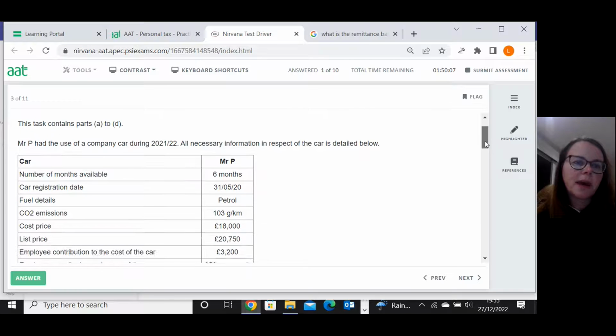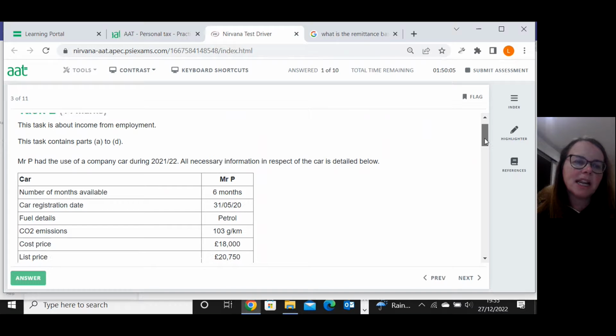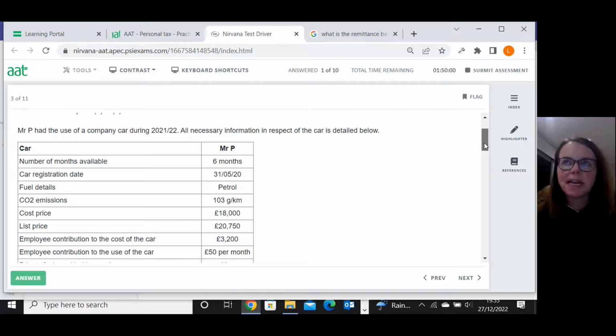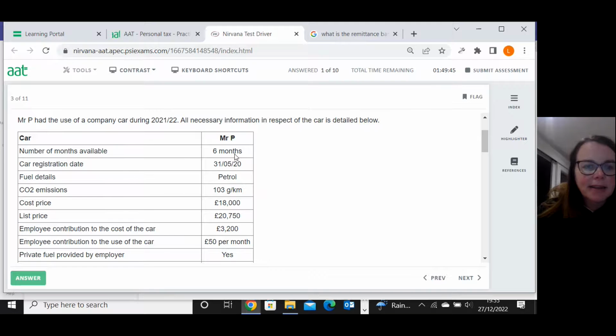So task 2, about income from employment, quite a challenging task, combining company car tax, accommodation, beneficial loans, all the exemptions, etc. So Mr P had the use of a company car during the tax year. All necessary information in respect of the car is detailed below. So 6 months he had it. It was registered after April 2020, so we don't have to add the 1%. It's petrol. Don't be fooled by the cost price. It's the list price we're interested in.